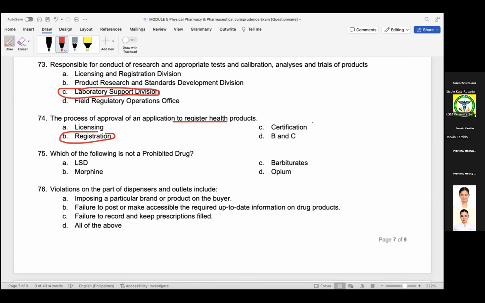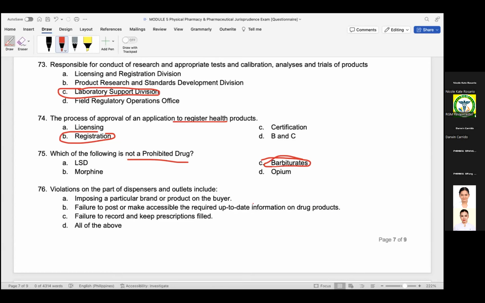Number 75, which of the following is not a prohibited drug? Ibig sabihin, regulated drug siya. The correct answer is barbiturates. Pwedeng gamitin. Ang morphine kasi, because it is derived from opium, nandun din siya sa prohibited. Yung mga barbiturates nakakasedate. Okay? So letter C. Sleep-inducing. And barbiturates, ganyan sila. Mga nakakapampakalma din.